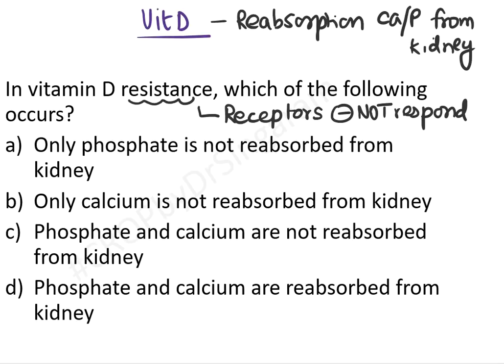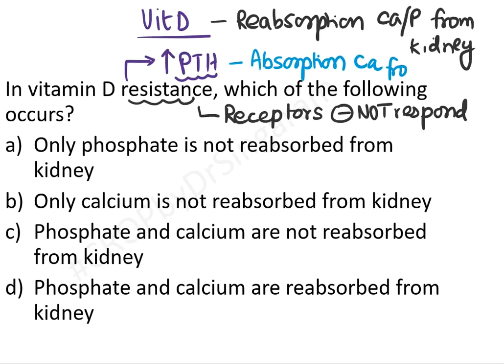Now please remember this. Whenever there is a vitamin D resistance or vitamin D deficiency, there is an increase in the levels of parathyroid hormone. This is a very important point. Now this PTH will cause reabsorption of calcium. It's actually reabsorption of calcium from the kidney. Remember this very important point.